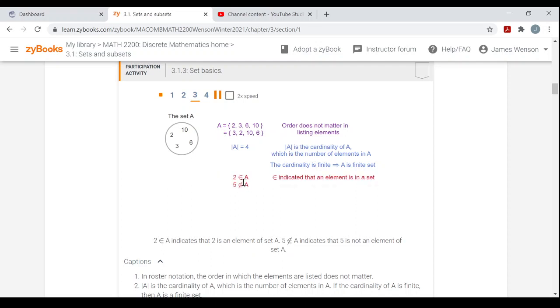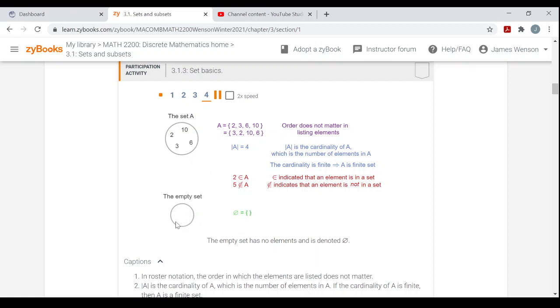This symbol, this little E looking symbol, is called epsilon. 2 is an element of A. 2 belongs to set A, as you can see here in the picture. 5 is not an element of set A. You don't see the element 5 show up. And just getting used to the notation.